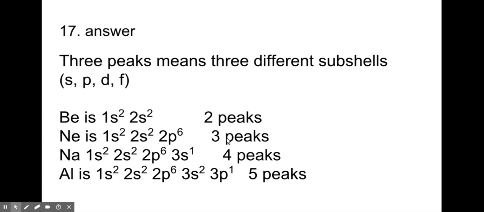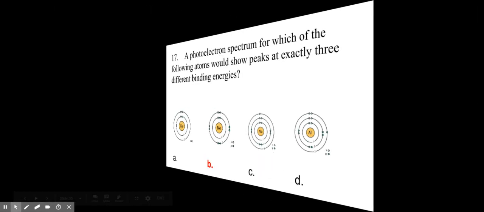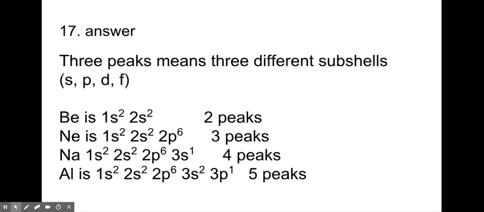Neon, 3 sublevels, 3 peaks. Sodium, 4 sublevels, 4 peaks. And aluminum at 5 sublevels would have 5 peaks. So therefore we can see that they want to know which one has exactly 3 different binding energies. That's neon, based on its electron configuration. Because remember, the PES, or photoelectron spectrum, is the physical evidence of these electron configurations.